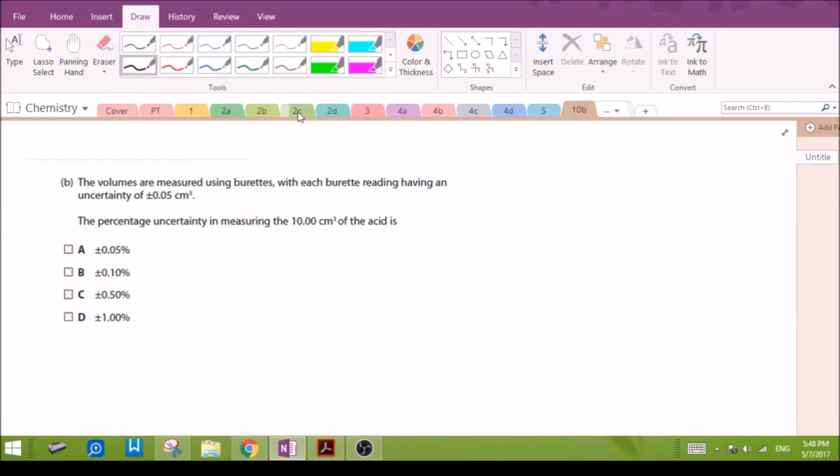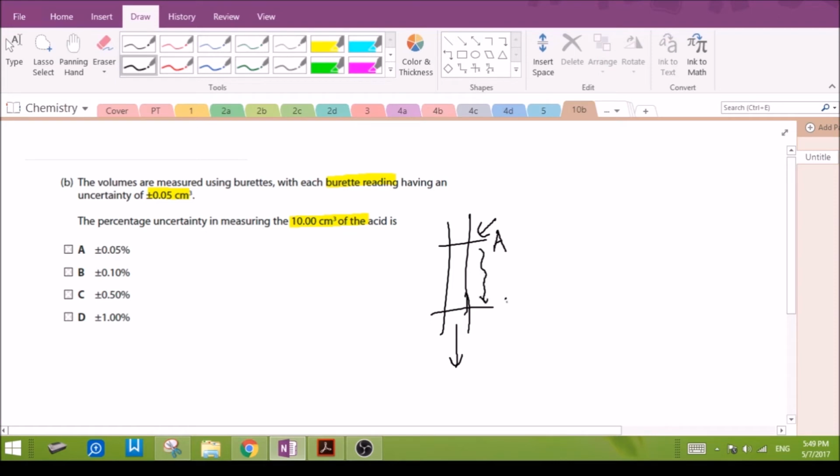Then part B, we are measuring the volumes by burette. So each reading has an uncertainty of plus minus 0.05. So what's the percentage uncertainty if you have to measure 10 cubic centimeter, right? What we have to realize is we are measuring twice. For example, we start off the burette. Let's pretend that we have a reading A, and then we have a reading B, and in between the difference is 10 cubic centimeter, but we measure twice.